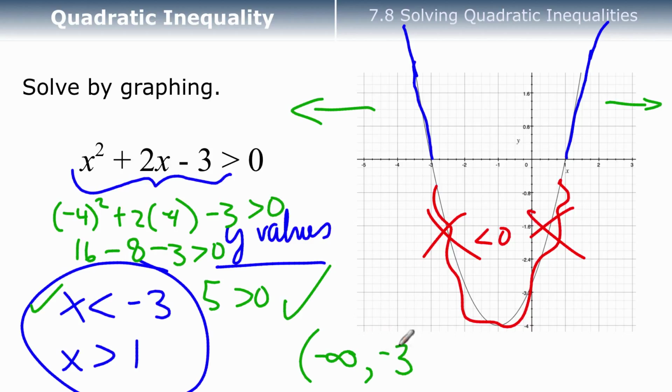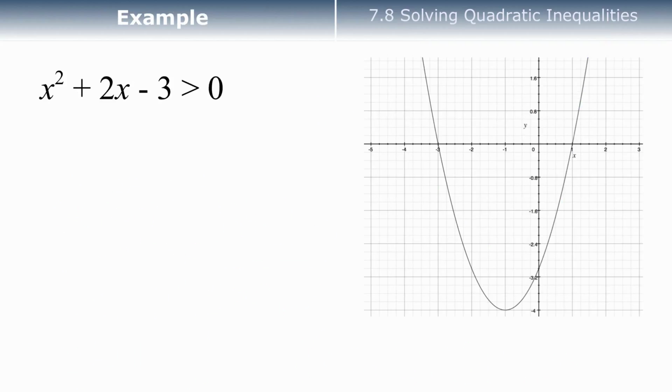And since it's not including a negative 3, I just put a curly bracket. And then I can say everything from 1 up to a positive infinity, that works too. Again, I use a curly bracket to indicate that it does not include 1. It's just everything above 1. And then you put a union sign in the middle saying your answer is both of those things together. Let's try another one.